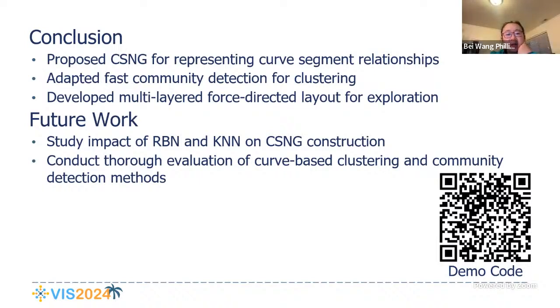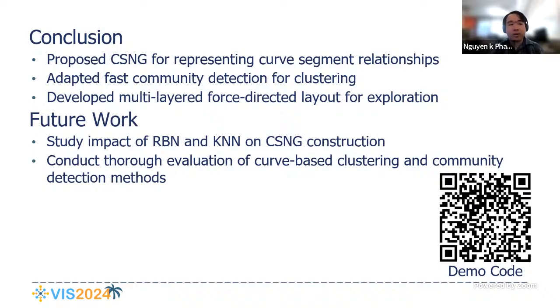There's one question. Is the CSNG stable with respect to how a curve is defined? Do you consider the maximal streamlines as a curve as compared to a segment of the streamline? That's a very good question.